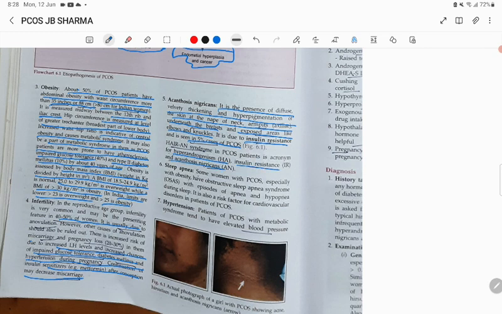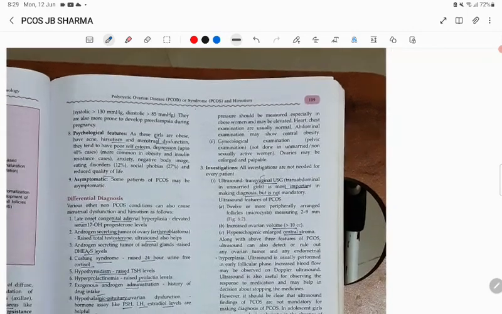Sleep apnea. Some women with PCOS, especially with obesity, have obstructive sleep apnea syndrome with episodes of apnea and hypopnea during sleep. It is also a factor for cardiovascular disorder in patients with PCOS. Hypertension. PCOS patients with metabolic syndrome tend to have elevated blood pressure, systolic more than 130 and diastolic more than 85. They may also be more prone to develop preeclampsia during pregnancy.